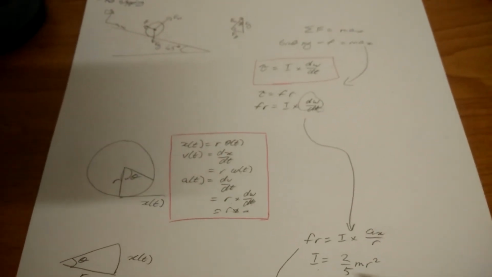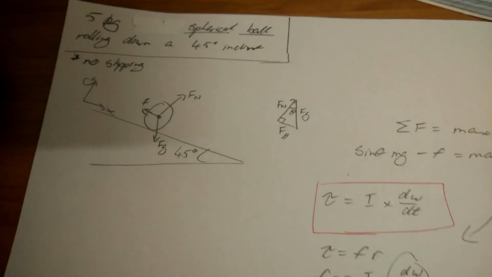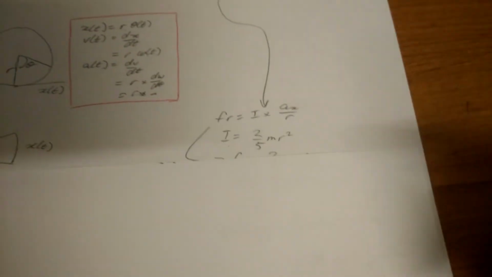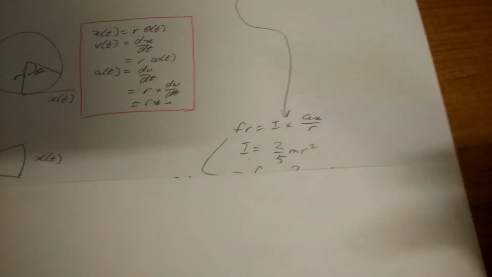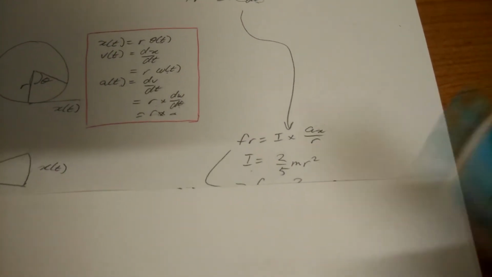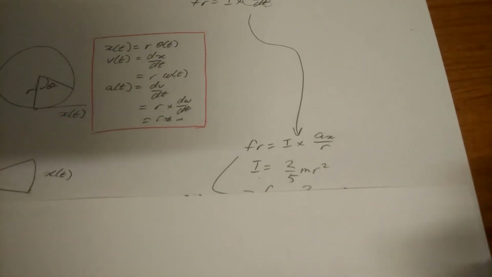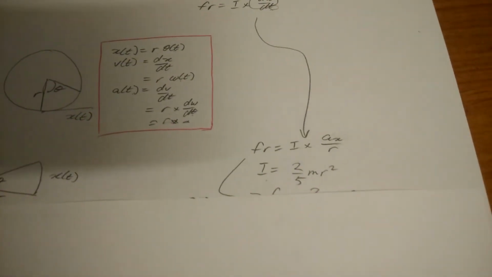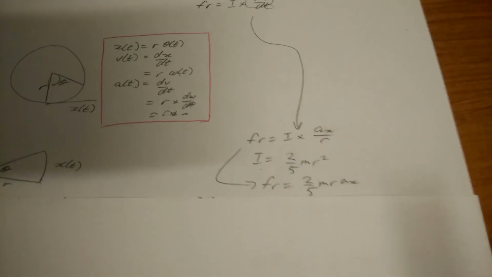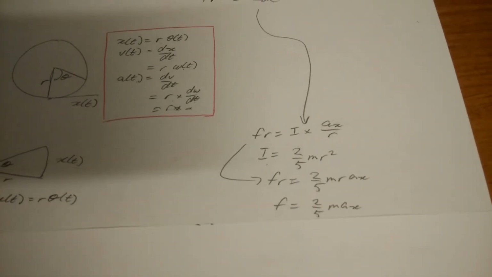So now what's I? Well, I for this specific case is 2/5 mr squared, because we know it's a solid spherical ball. If it was a cylinder, it would be different. If it was a ring, it would be different. If it was a yo-yo, it'll be different as well. It depends on what object is rolling down the slope. So then you just simplify that again.